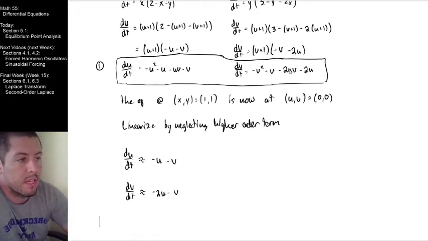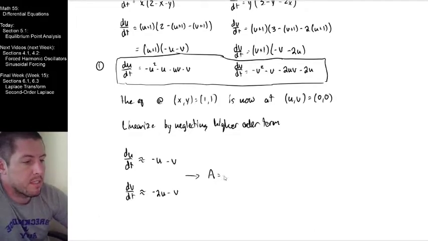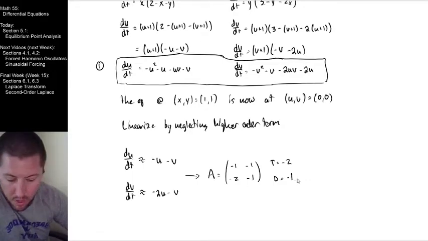The higher order terms like uv, v squared, and u squared are all the terms that we're neglecting. This leads us to the coefficient matrix A that looks like negative 1, negative 1, negative 2, negative 1. I can compute my trace to be negative 2. I can compute my determinant to be 1 minus 2, which is negative 1.